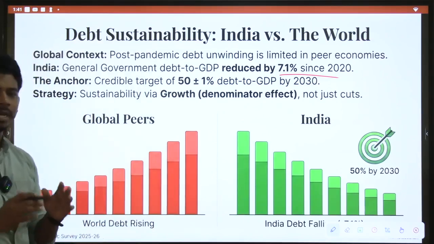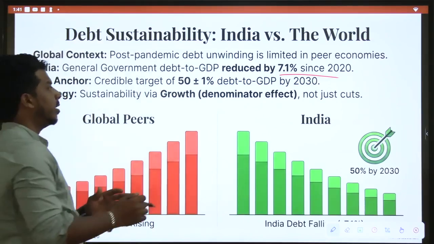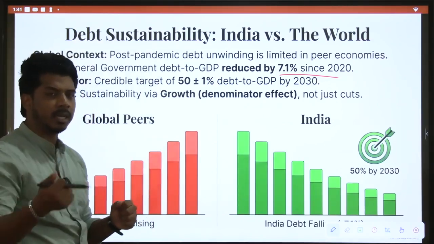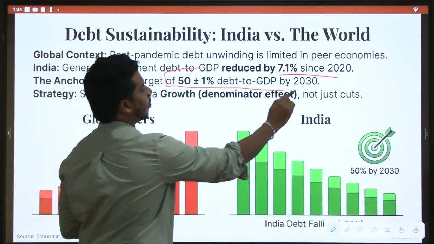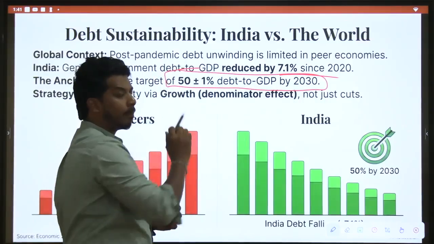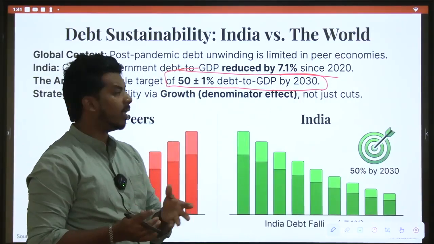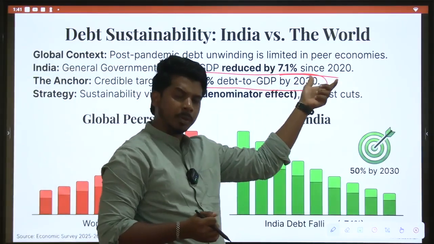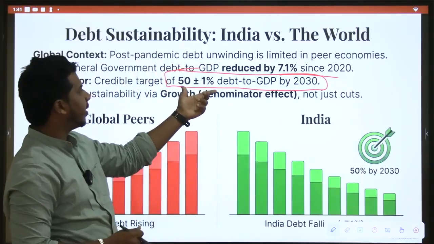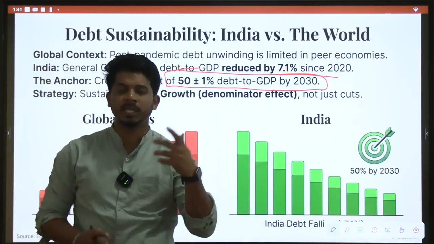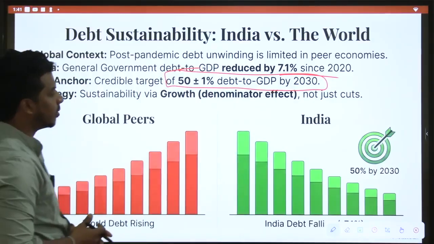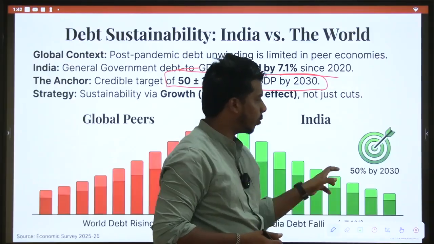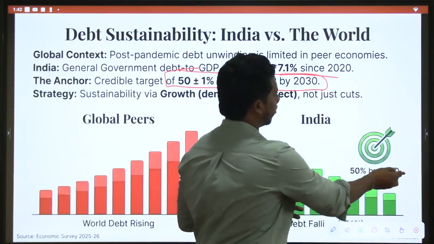And we have a target. The Union Government of India has a target to reduce this 56% debt level to 50% of GDP by 2030. So in the past 5 years, we have reduced 7.1%. In the next 5 years, we want to reduce another 6%. So this is the target. Our target is a 50% debt level for only the union government, by 2030.